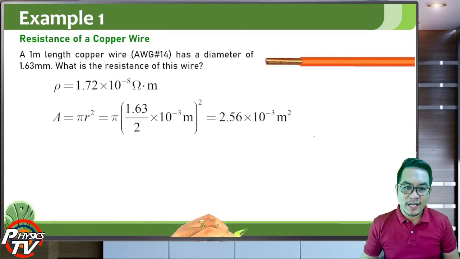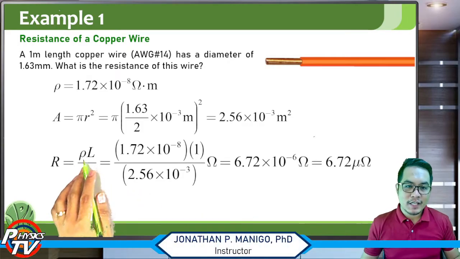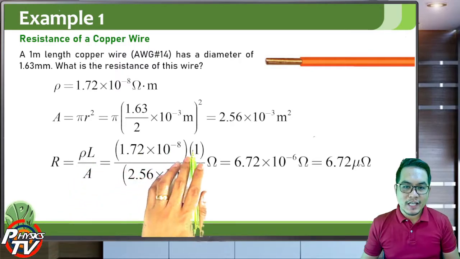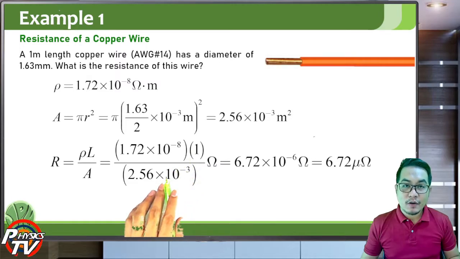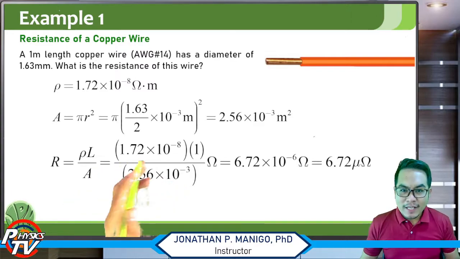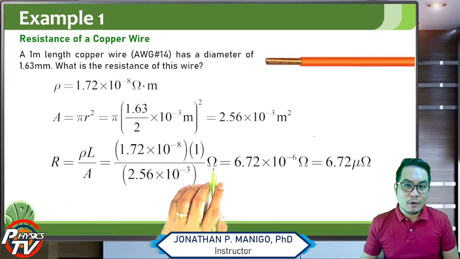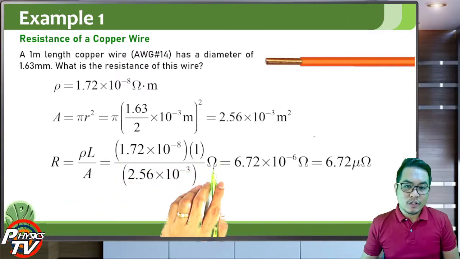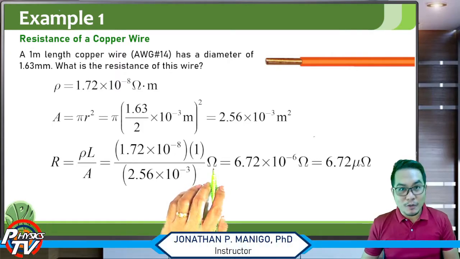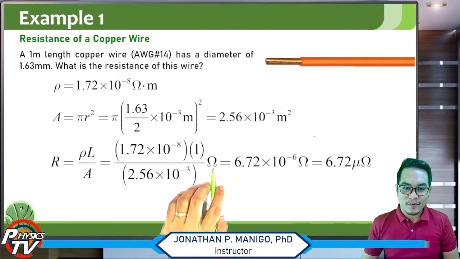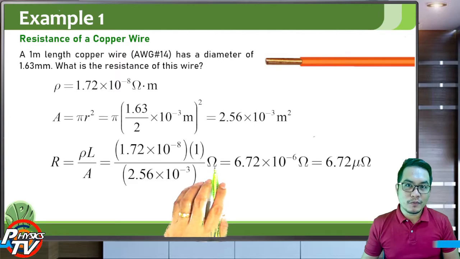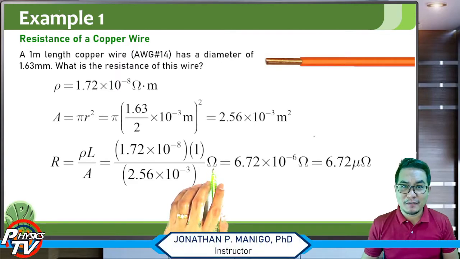That's the cross-sectional area. So we can now solve for the resistance. It's resistivity times the length over the area. This is the resistivity, this is the length, 1 meter, this is the cross-sectional area. Take note, we didn't include the units because that's fine as long as you put the final unit here, which is ohms. As a practice, always convert all of your units to standard units, and then place the final unit here, ohm. Don't forget to place the final unit.